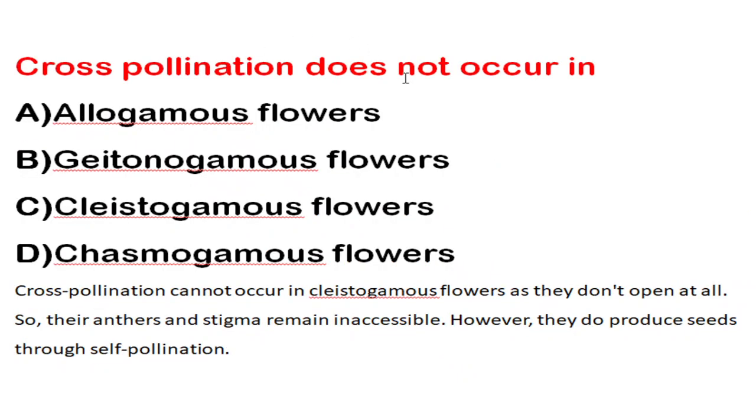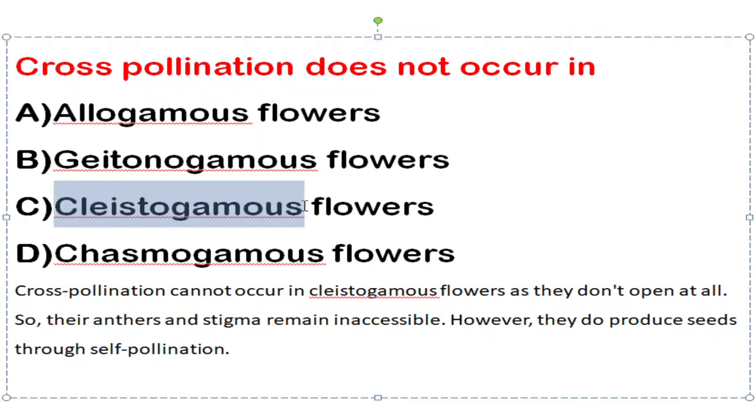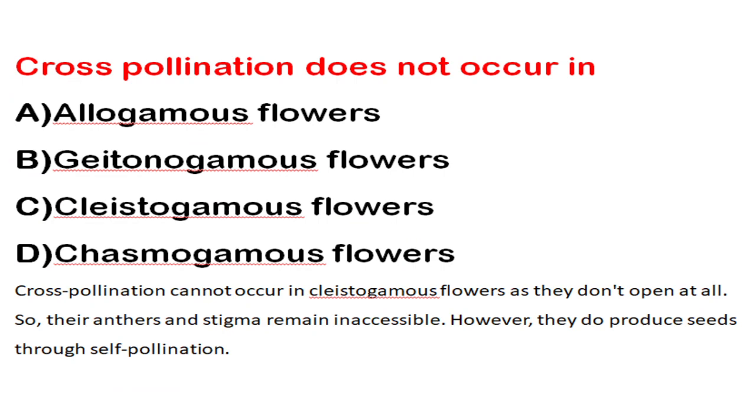Next is cross-pollination does not occur. Cross-pollination does not occur in this particular Callistogamous flower because this particular flower will not open at all. So their anther and stigma will be inaccessible, so cross-pollination is not at all possible in this particular flower alone.